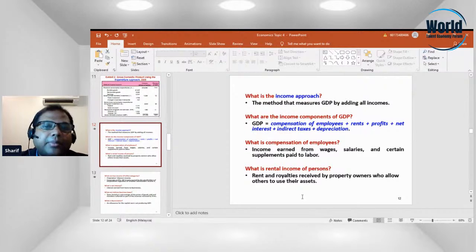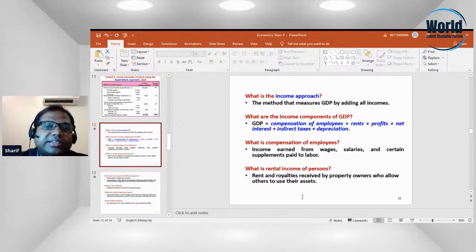So what is the income approach? The method that measures GDP by adding all incomes. What are the income components of GDP? GDP equals compensation of employees plus rents plus profit plus net interest plus indirect taxes plus depreciation.